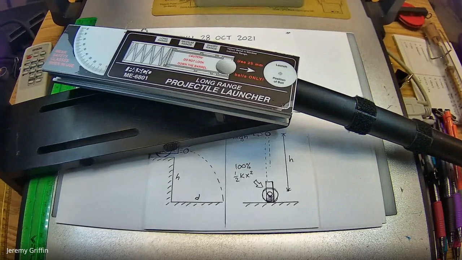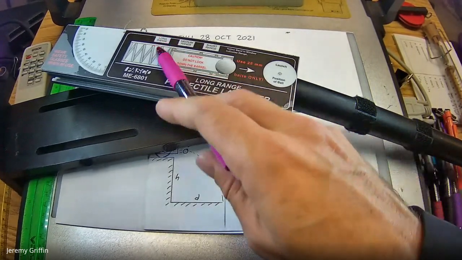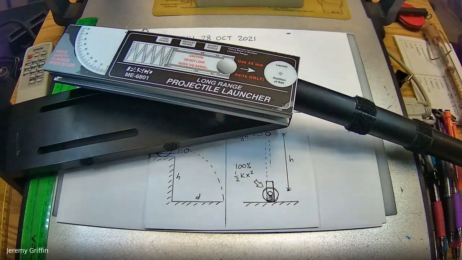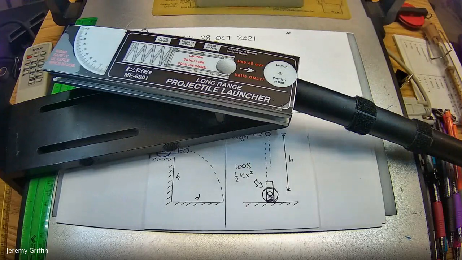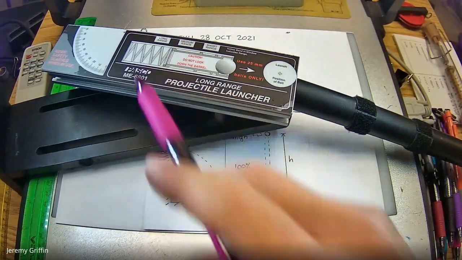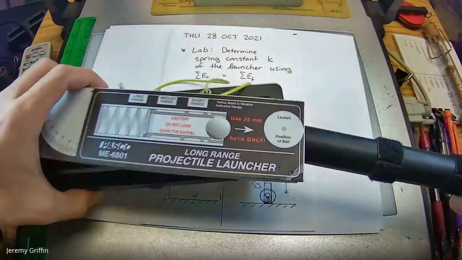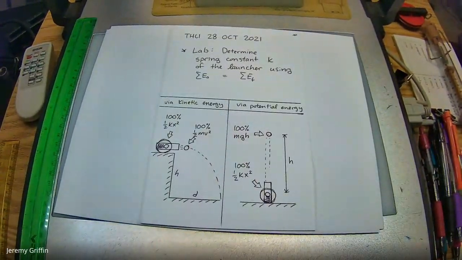This is that latter category lab, where you're allowed to know 1/2 kx squared, you're allowed to know conservation of energy, you're allowed to know kinetic and potential energy formulas. You're trying to figure out what is the spring constant. Okay, so how are we going to do that? I'll help you guys out a bit.